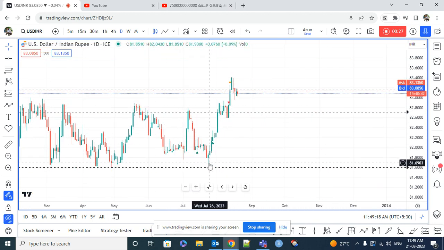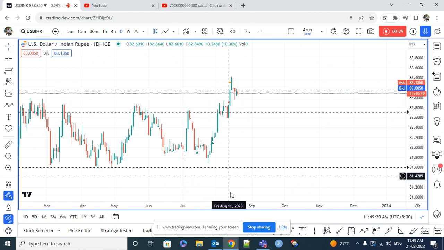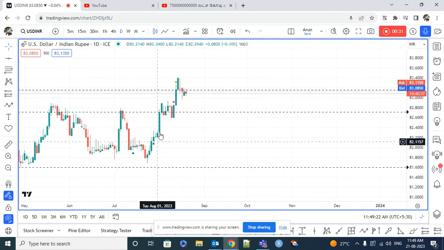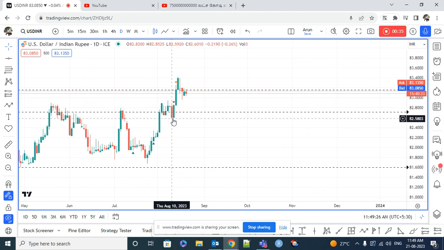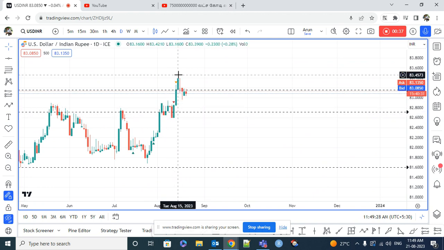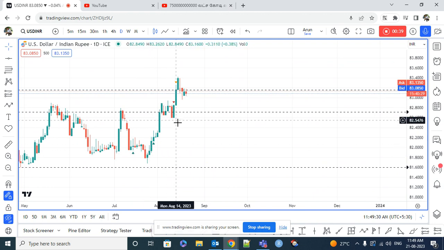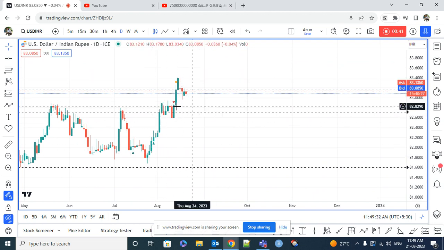In a daily time frame, we have low, high, higher low, low, high, higher low, previous high, then this is a lower low, then again the high broke, then higher high, then higher low. Now the trend is still in bull. Fine. So daily is in bull.